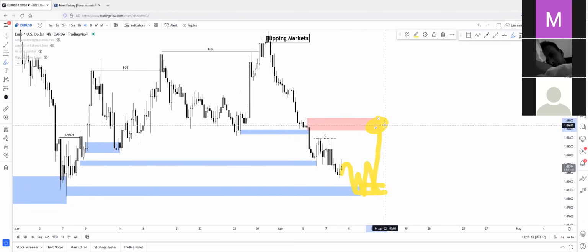And I believe this supply zone will be able to give enough fuel to price to actually reverse from this region and create a new low. Make sense? Without orders, this zone can be broken. Without orders, it can be broken.